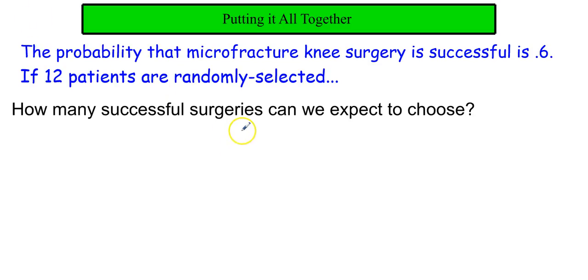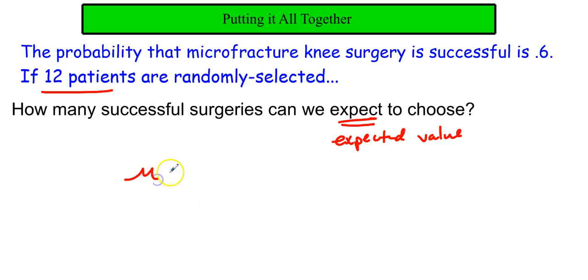All right, so let's take a look at a couple different things that we want to be able to do. Number one, how many successful surgeries can we expect to choose? This is called expected value. Within a particular number of trials, we should be able to calculate that we're expecting this many successes to happen. And that is actually the mean of our discrete random variable. That's the mean number of successes that we're looking to find. You might also see it expressed as E of X, which stands for expected value.